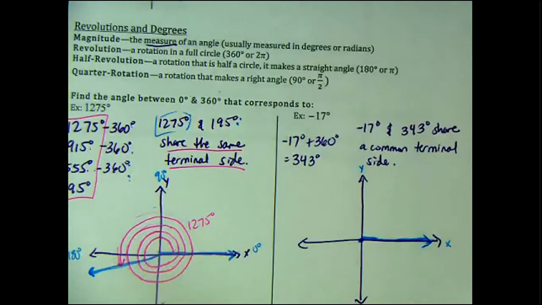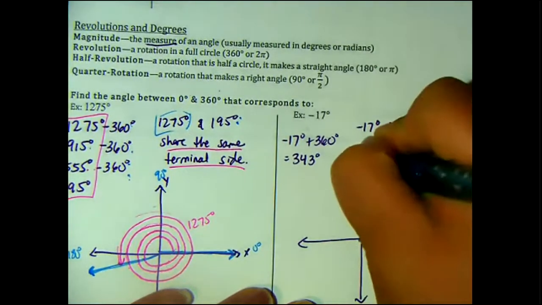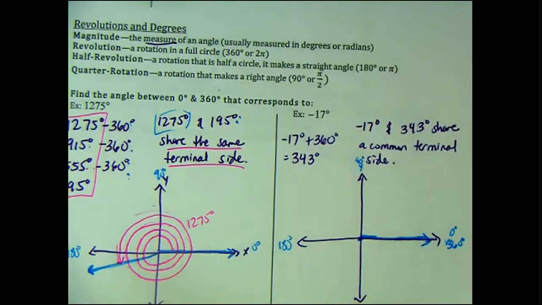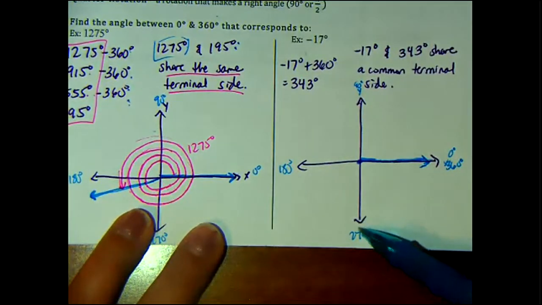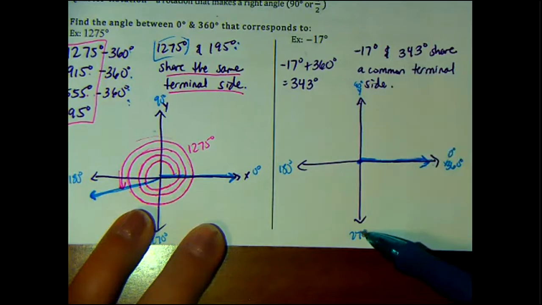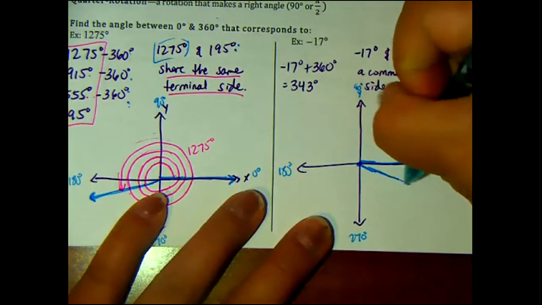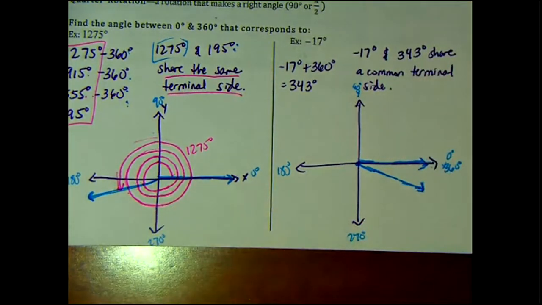Now, 343 degrees. Remember that this is our 90, this is our 180, this is our 270, and this starts at 0, but it's also the full 360. So 343 degrees is going to end up being between 270 and 360. It's a lot closer to 360 than it is to 270. So this terminal side is going to be somewhere around here.